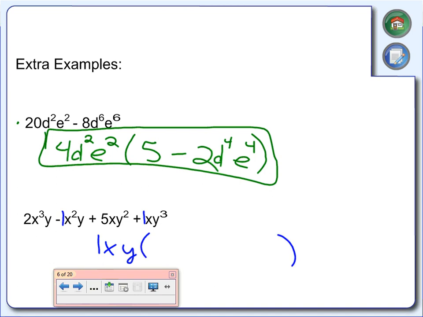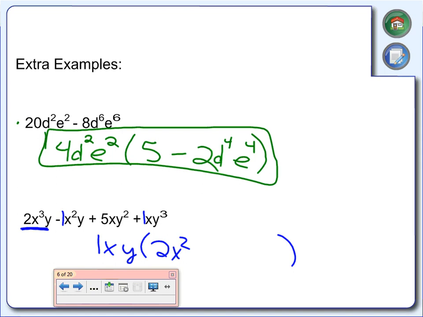Now I need to figure out what goes inside the parentheses. So 1xy times what will give me that thing right there. What I need to put in there. 2x squared. 2? Because 1 times 2 is going to give me the 2. But notice that's an x to the 3rd power. Right now all I have is an x. So I need an x squared. Don't need the y though. That y is already taken care of.